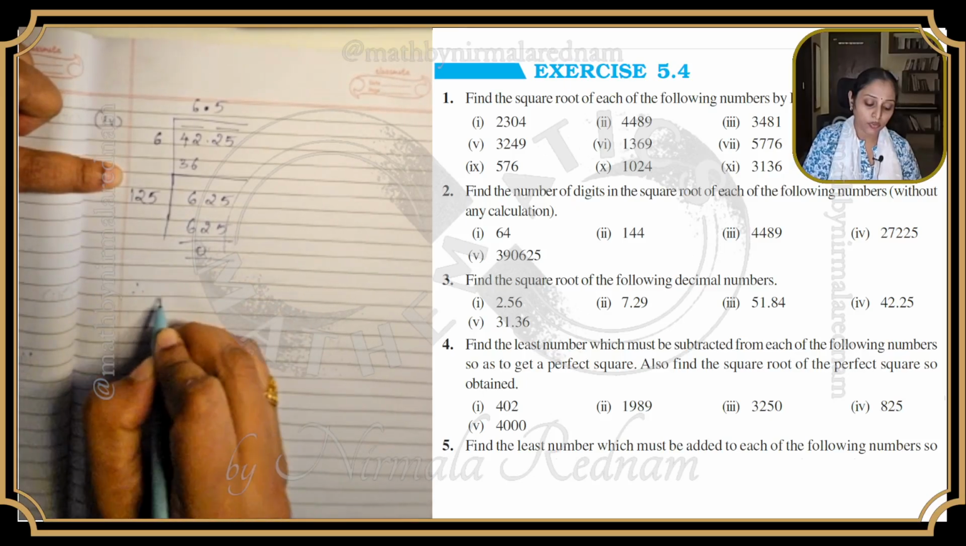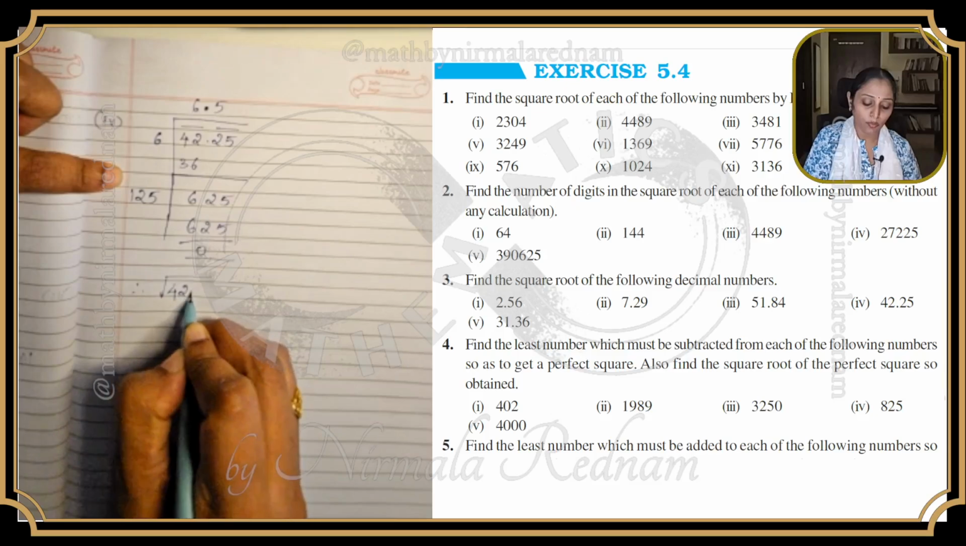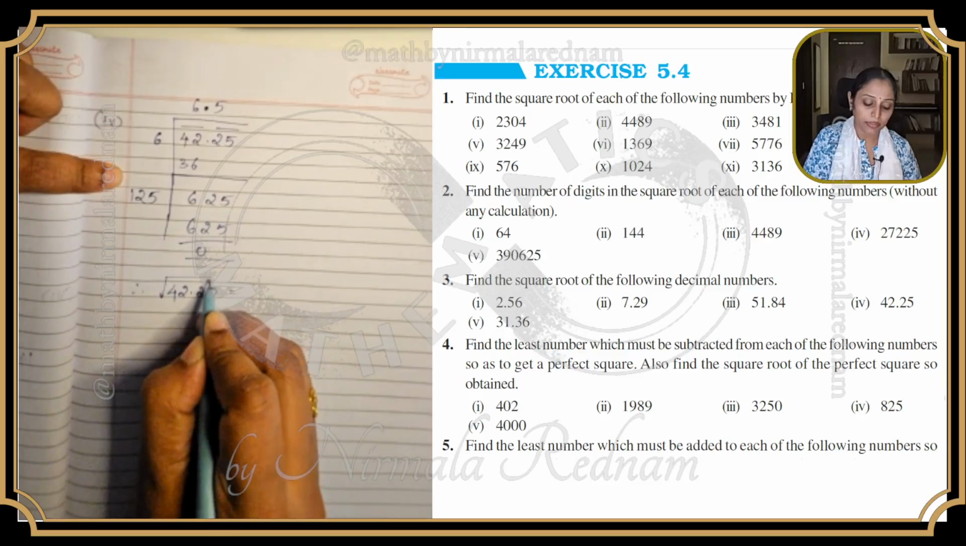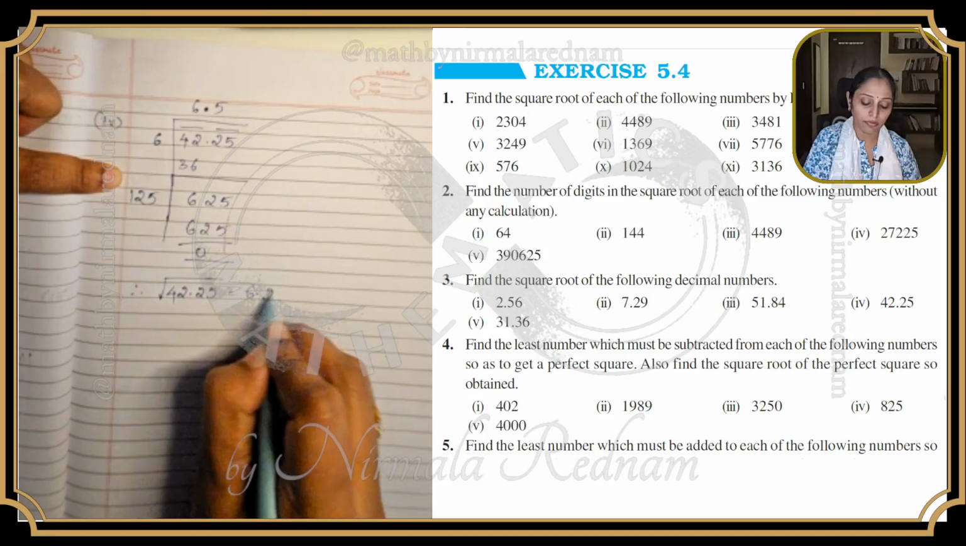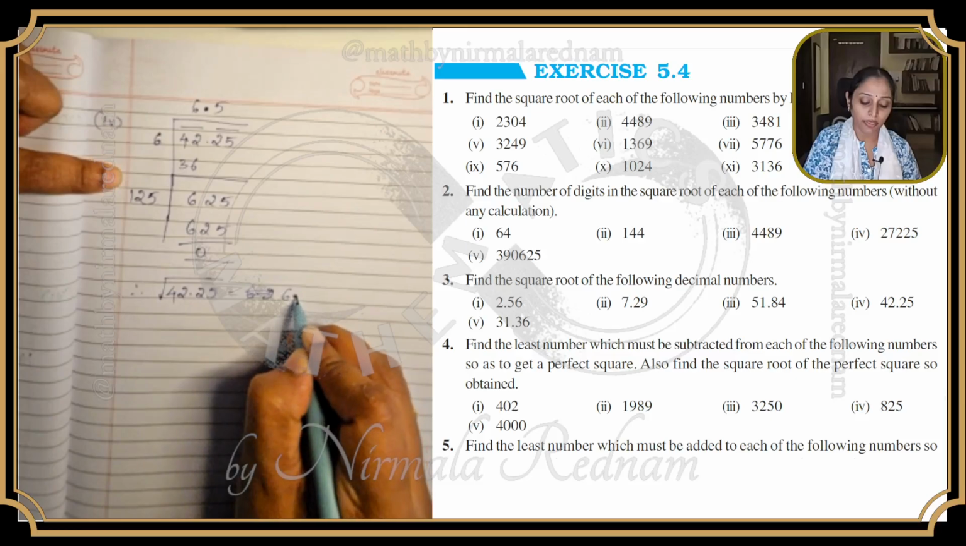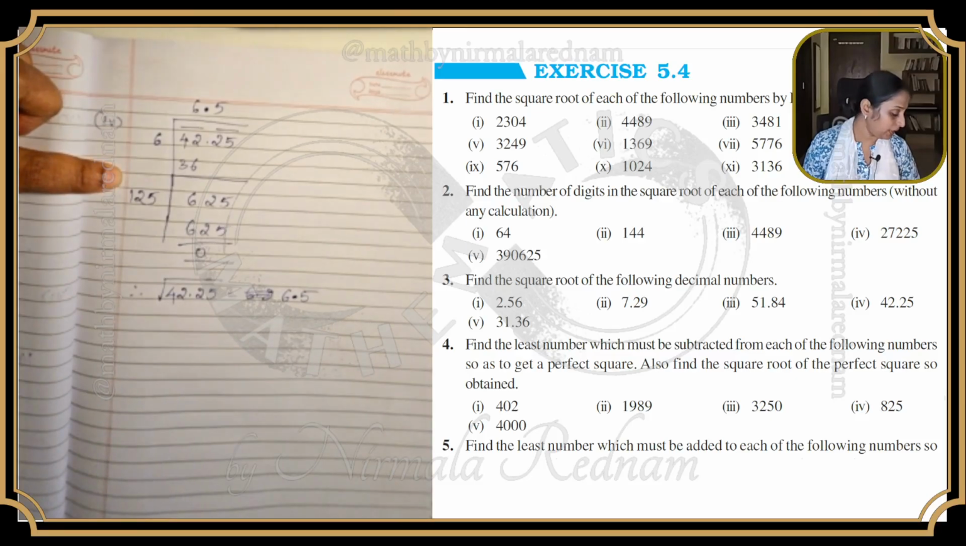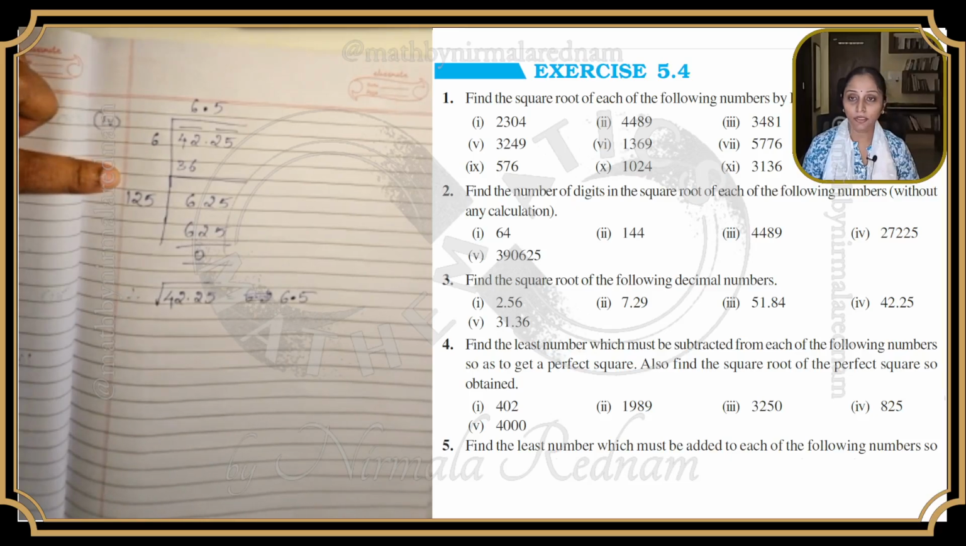Therefore, the square root of 42.25 is equal to 6.5. Okay, I have 6.5, right? So that is my answer for the fourth question.